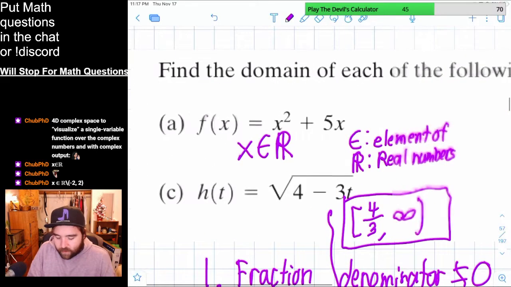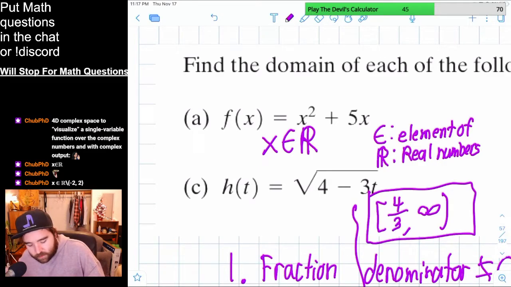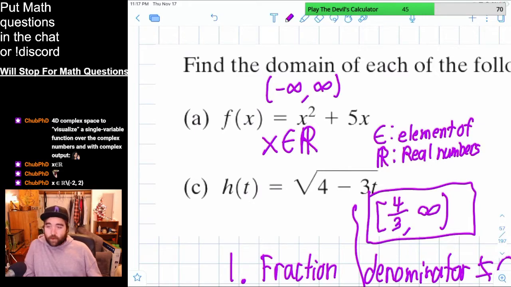So if you look at one like A, well, there's no restrictions. So what's the smallest thing that x can be? The smallest thing it can be is all the way down to negative infinity. The biggest thing it can be is all the way up to positive infinity. So anything from negative infinity to positive infinity.